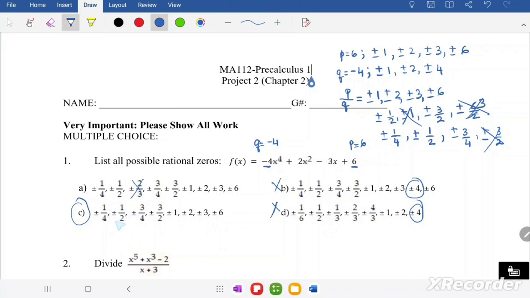This plus minus 1/4, plus minus 1/2, plus minus 3/4, plus minus 3/2, and then plus minus 1, plus minus 2, plus minus 3, and plus minus 6. All right. So that solves question 1 of the multiple choice.